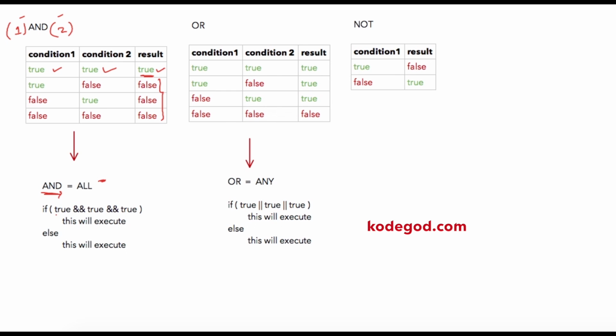Suppose this is your first condition, this is the second condition, and this is the third condition. If all of these conditions are true, only then will this if block get executed. If any of the conditions is false, the else block will get executed.